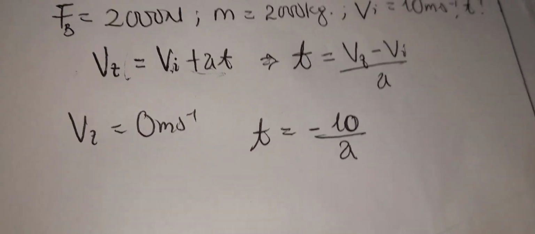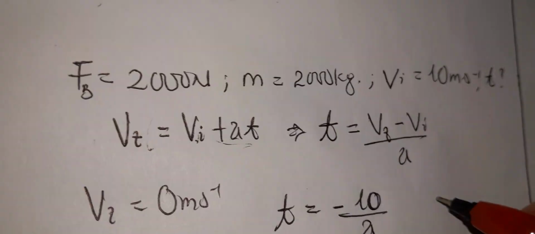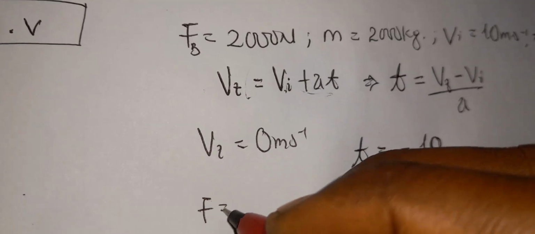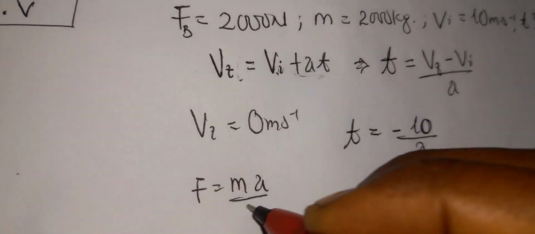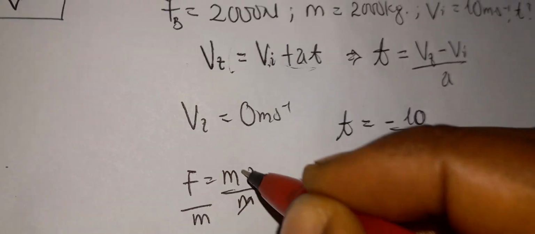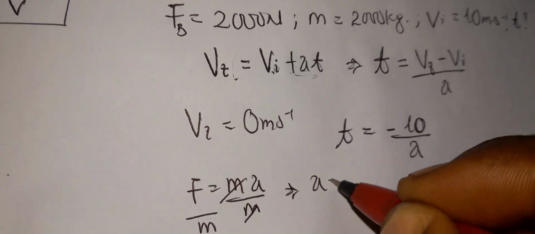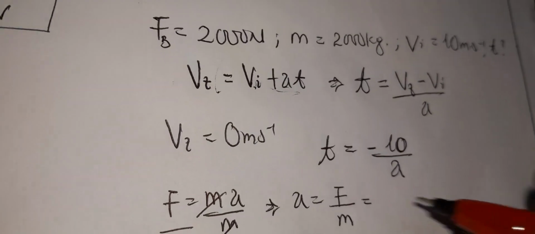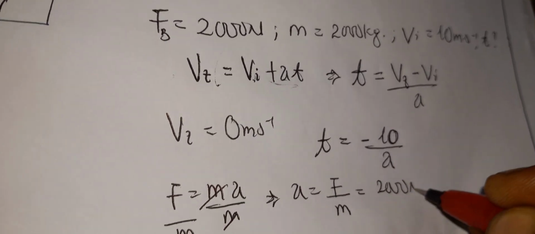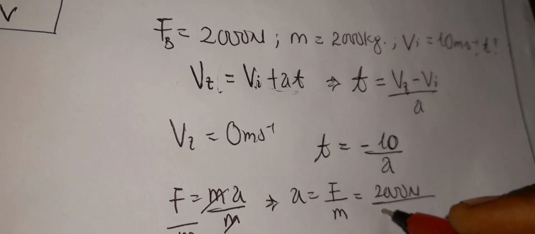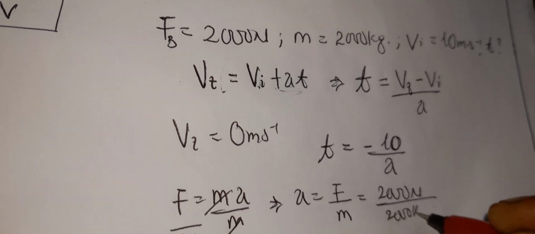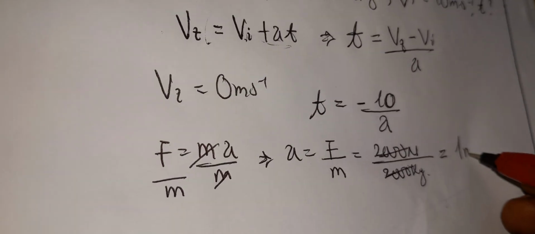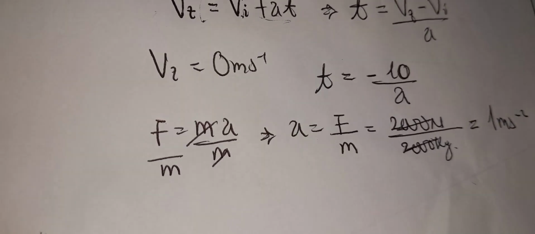Now the question is, what's a? We know from Newton's second law of motion that F equals ma. Dividing both sides by m, we discover that a equals F over m. And in the question we have F to be 2000 Newtons, and then the mass is 2 kg. So it means the acceleration is actually 1 meter per second squared.